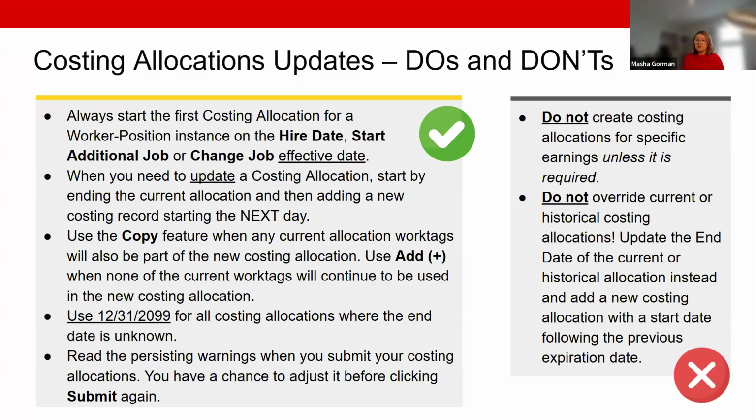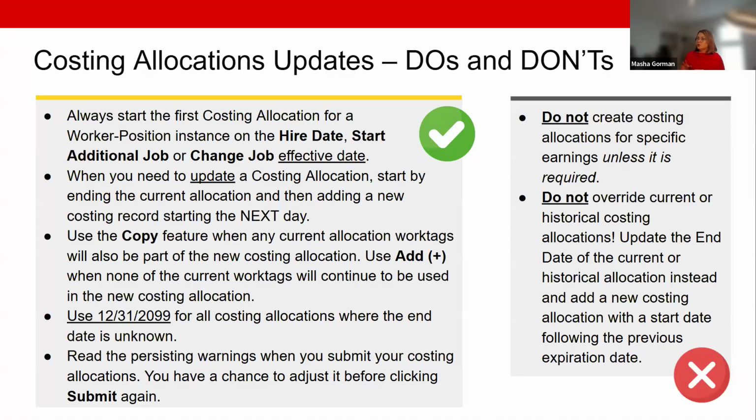As previously mentioned, the date of December 31st, 2099 is available for you for all costing allocations that you think are not subject to change. And you know what, even if they change, this date is not going to hurt anyone, because in the future, if that costing allocation changes, the next costing specialist will update that and change the date of 2099 and replace it with something more realistic. As I said already, read the persistent warnings. Yellow warnings will allow you to hit submit, but you want to read them and make sure that you are doing the right thing.